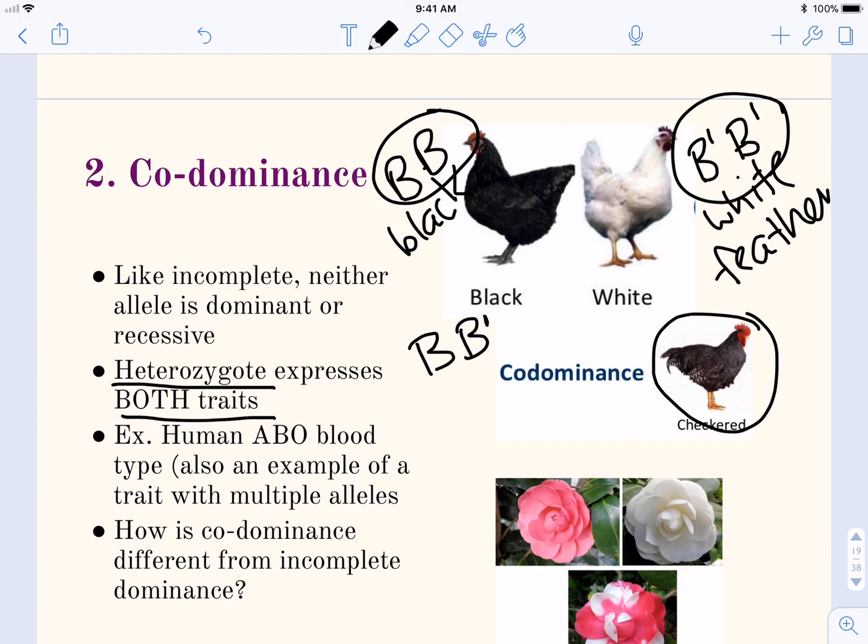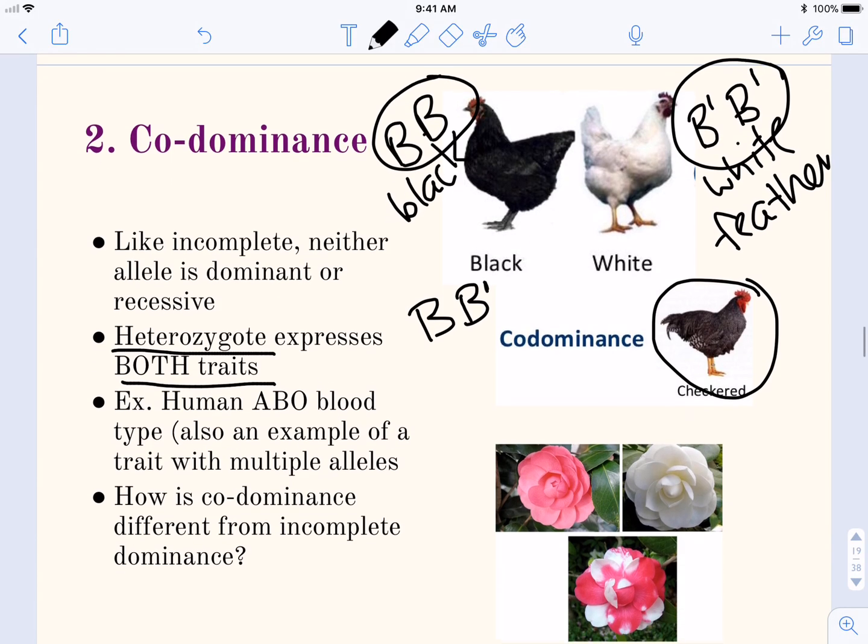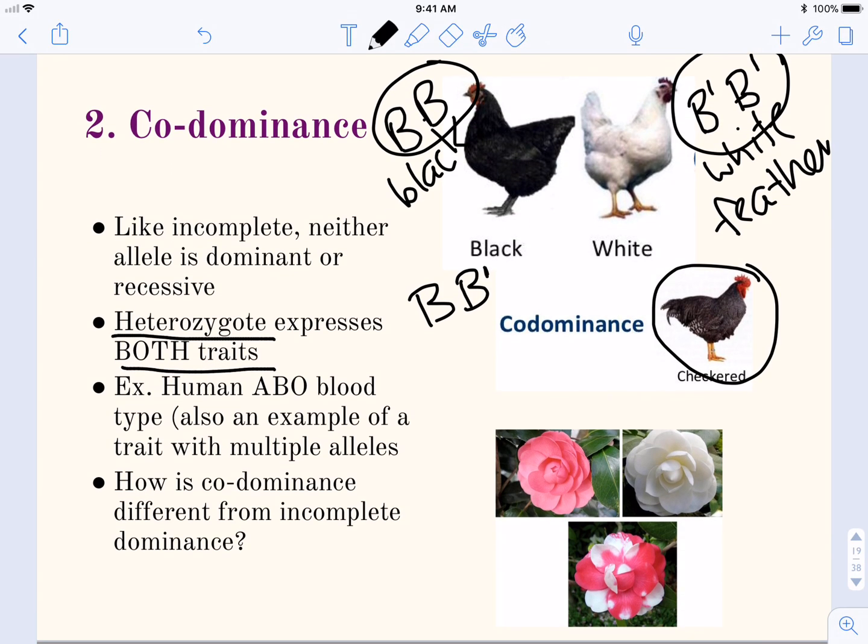Now, color is usually the easiest example to visualize, like in this example over here. This is another example of a flower. These are not snapdragons, a different type of flower. We have a pink allele and we have a white allele. But if you're heterozygous and you have a pink and a white, you are actually going to show both pink and white at the same time, not a blend of the two. So this is an example of codominance.